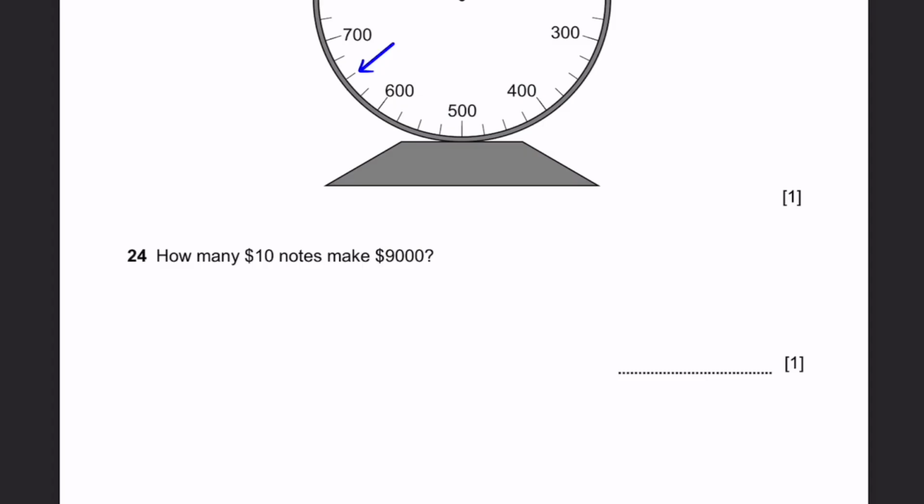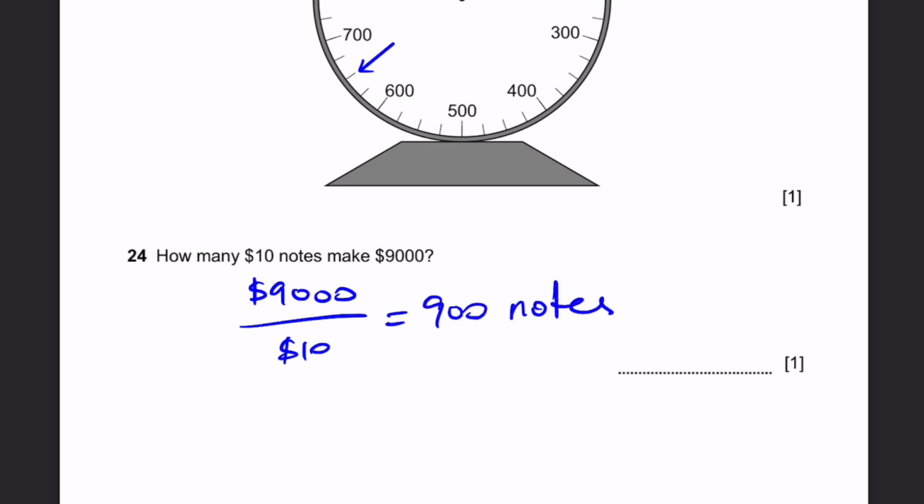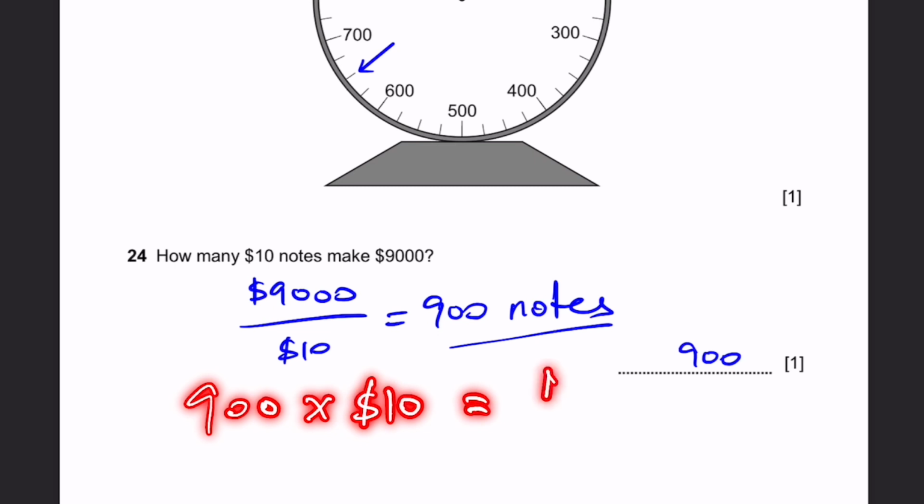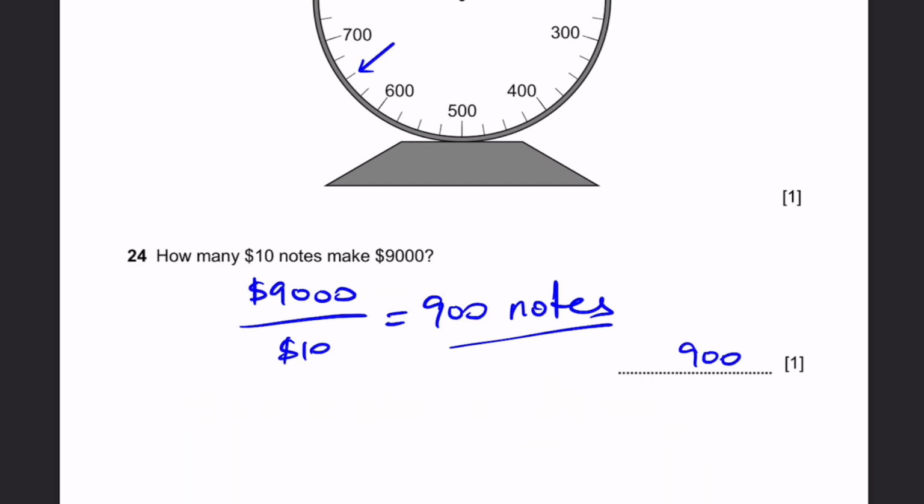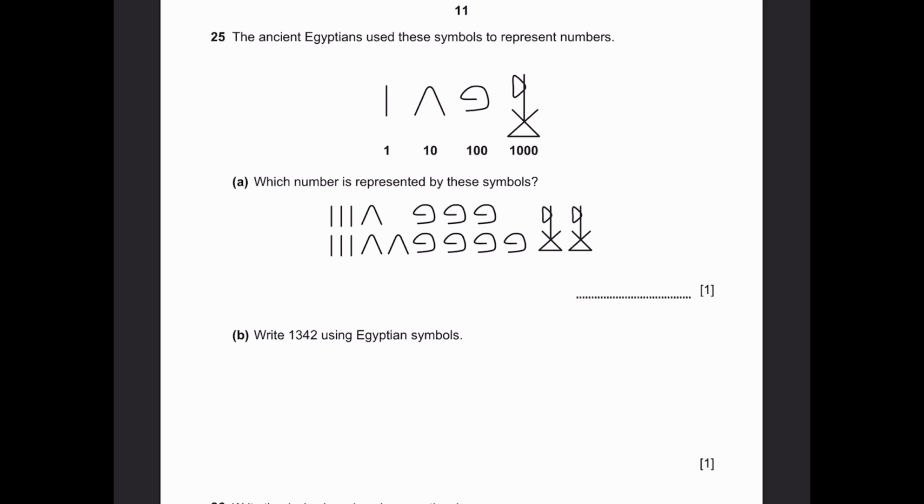Question 24. How many $10 notes make $9,000? That's simply a division question because 9,000 divided by 10 is equal to 900 notes. You can check your answer as well by saying, okay, so we have 900 notes and $10 each note. Multiplying, we get $9,000, which is correct.